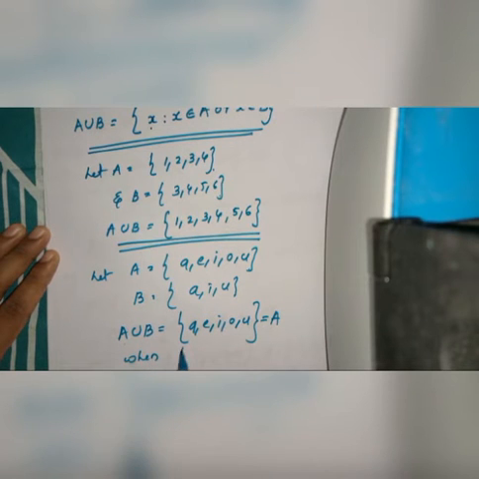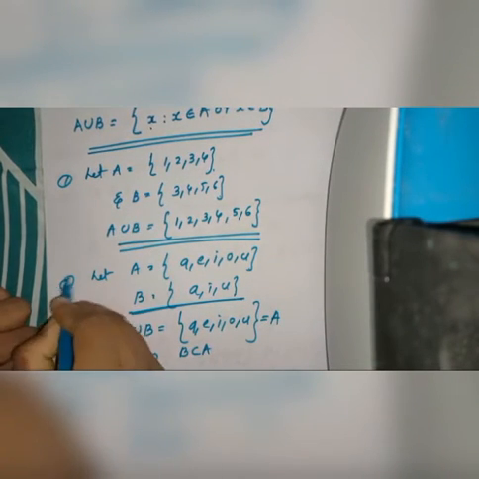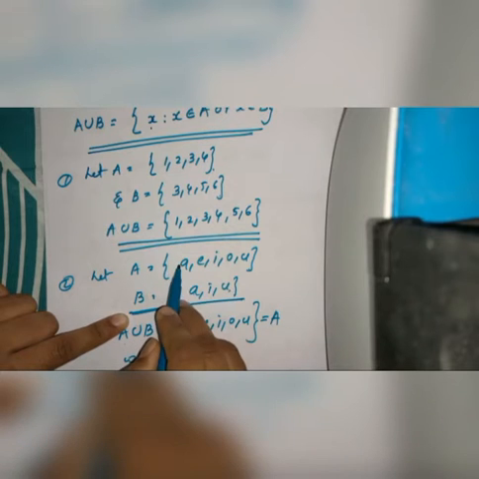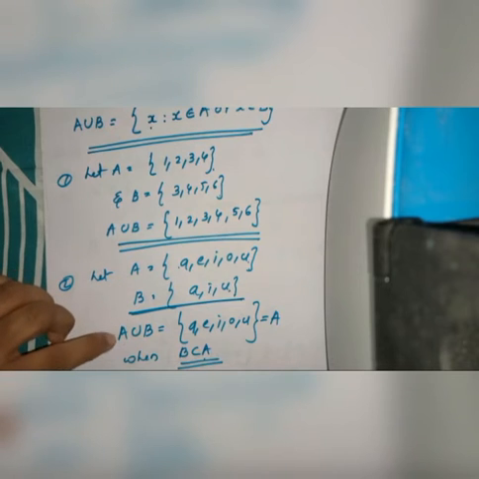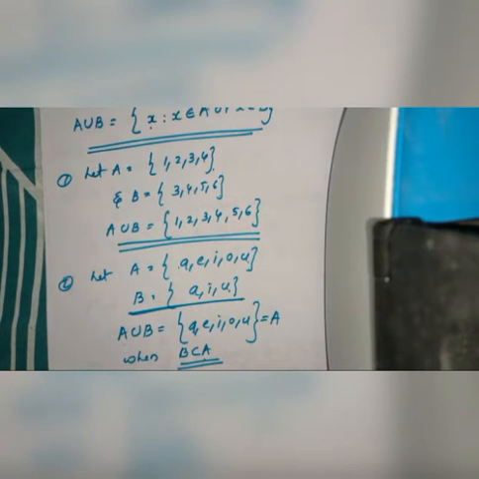A itself, only when B is a subset of A. From these examples we can see that all the elements of B are also present in the set A. So B is a subset of A. When B is a subset of A, the union operation A union B is equal to A itself. Clear?